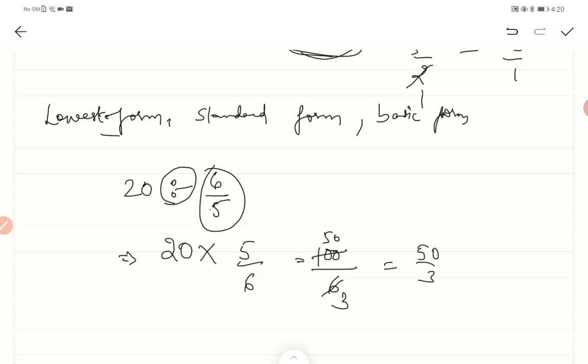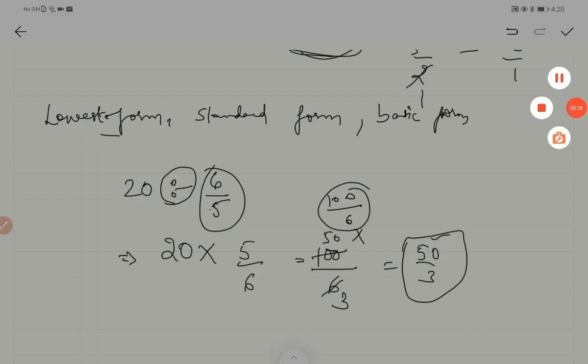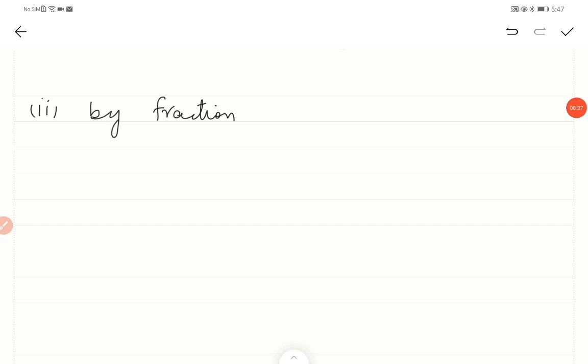So this 50 by 3 is the lowest form. Your answer can also be 100 by 6, but this is not the lowest form, because it is not the standard form which we want to show. So our standard form is 50 by 3. Alright, so now let's see division of a fraction by a fraction. Let me take one example.